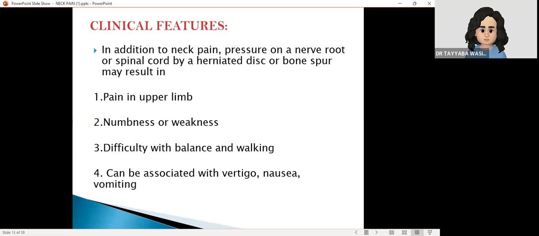The associated symptoms with which the patient can present in the OPD or emergency department are pain in the upper limb that radiates from the neck, or numbness, tingling, weakness, or difficulty with balance and walking, or it can be associated with nausea, vomiting, and vertigo.